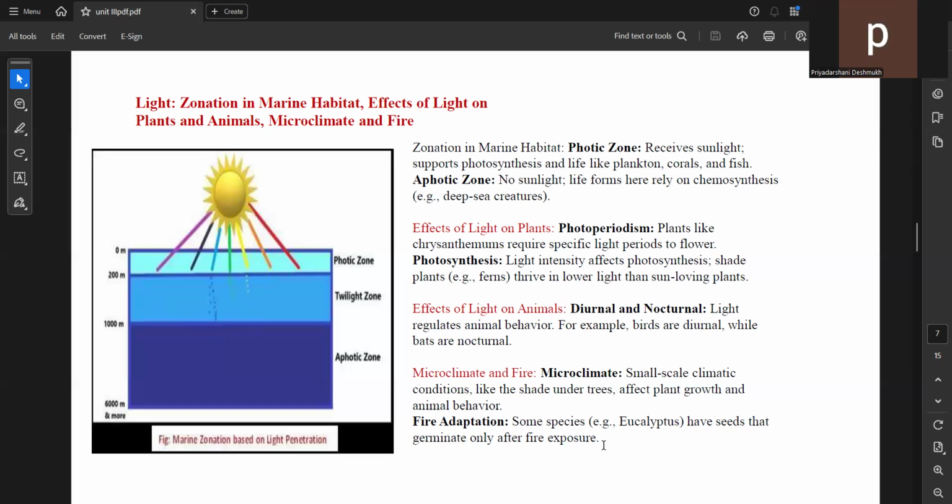Next is the aphotic zone. There is no light. Life forms here rely rarely on chemosynthesis. Deep sea creatures are found particularly in this zone.